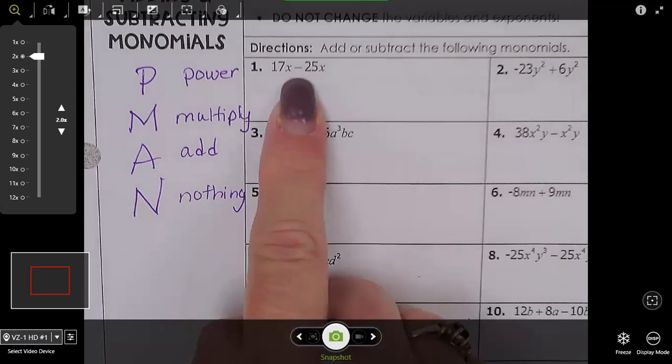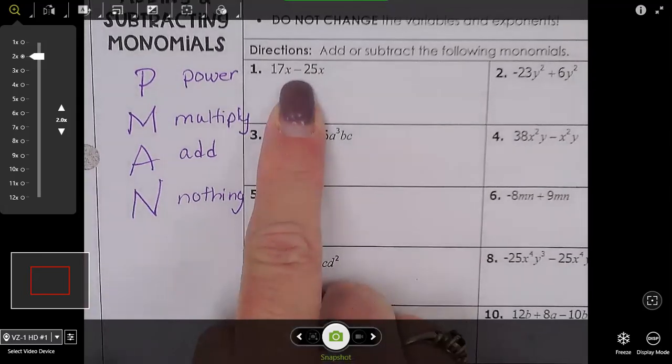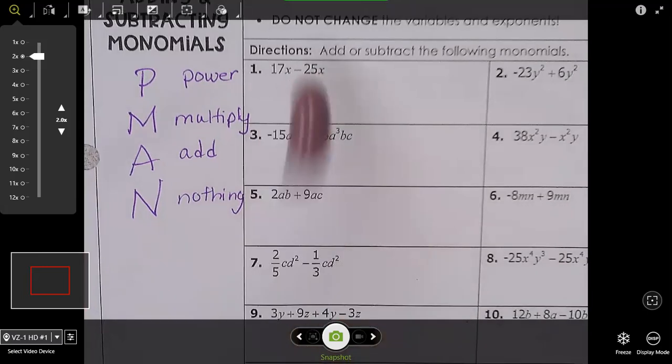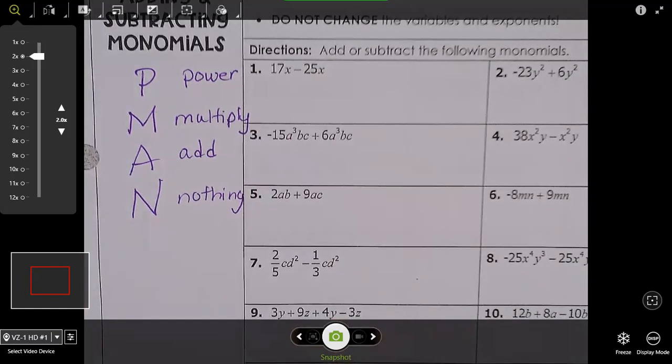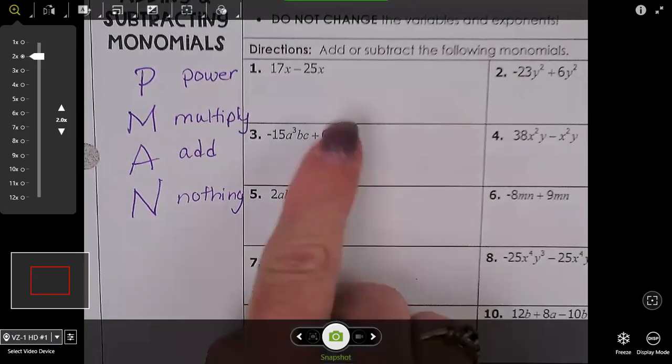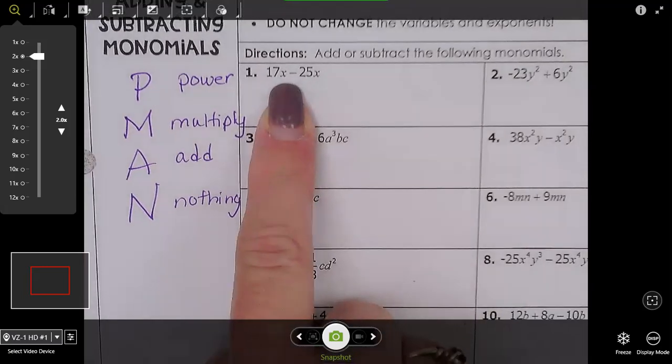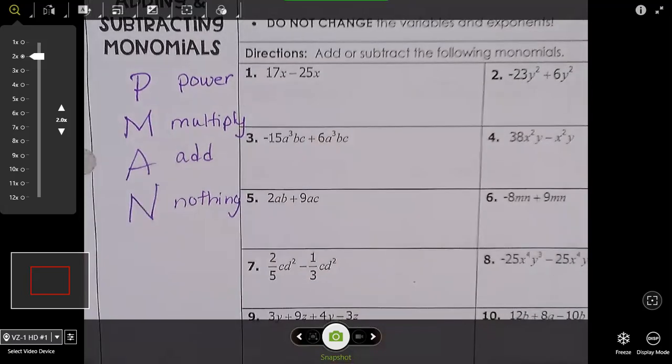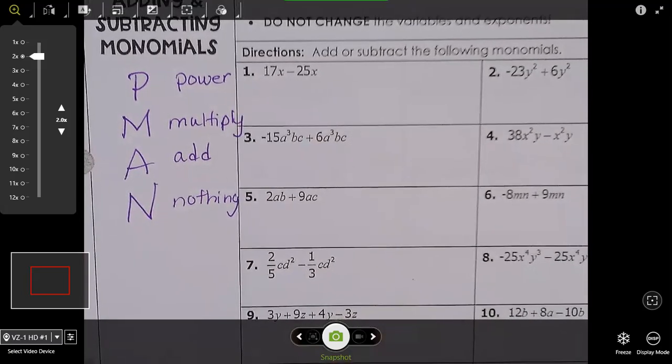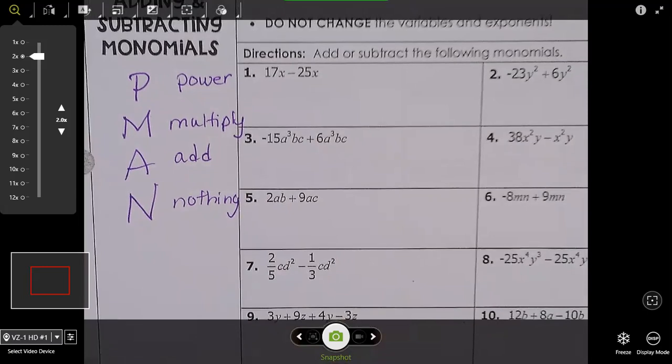If you look at this problem right here in number 1, it's adding. Now you might be going, that lady is a fool because that says subtract, okay? But adding and subtracting problems are the same. Add means subtract, they mean the same thing. It's kind of like combining like terms. So are these like terms? They have to have the same variable with the same exponent. They're like terms, right?